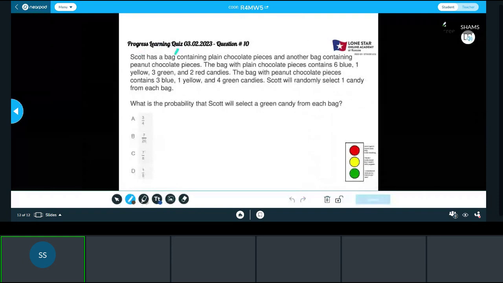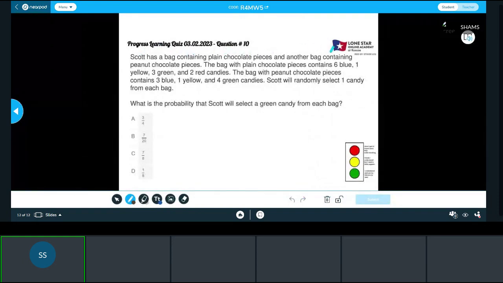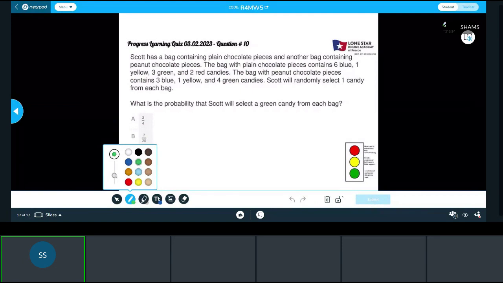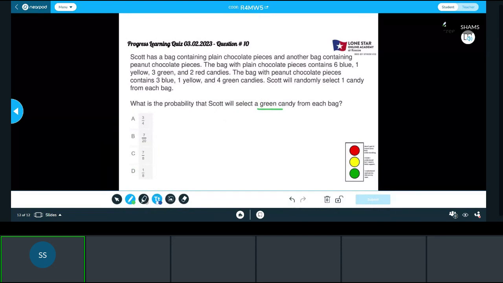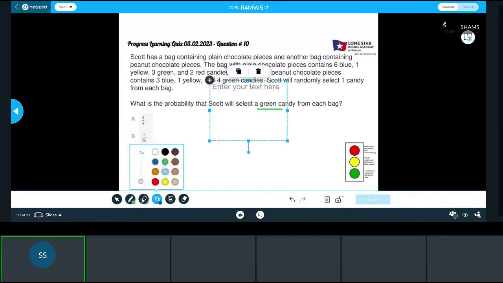Last question. Scott has a bag containing plain chocolate pieces and another bag containing peanut chocolate pieces. The bag with plain chocolate pieces contains 6 blue, 1 yellow, 3 green, and 2 red candies. The bag with peanut chocolate pieces contains 3 blue, 1 yellow, and 4 green candies. Scott will randomly select 1 candy from each bag. What is the probability that Scott will select a green candy from each bag? This question has a lot of information, and I'm going to try to write it out and make more sense out of it.